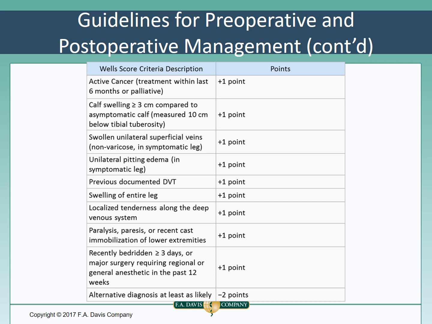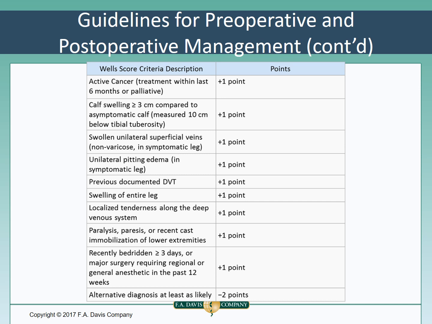So just because something is swollen, is it along the deep venous system, or is it just more that local edema or local effusion, depending on what happens? So that's why you have that alternative diagnosis as least likely as DVT, you get that -2.